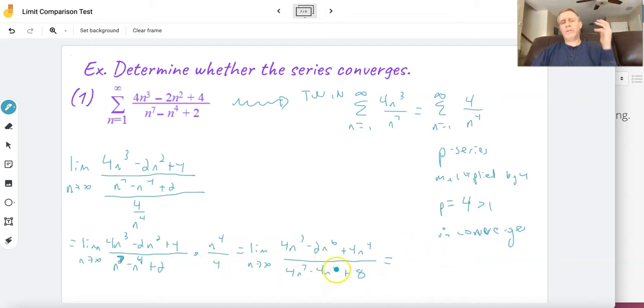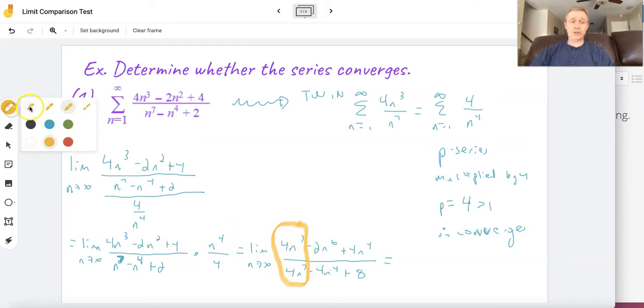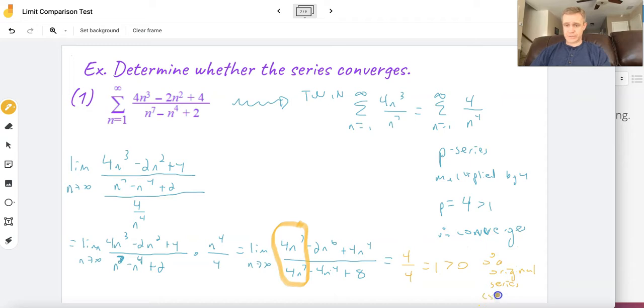Now when I go to evaluate this limit, it's an infinity limit. I notice that the most dominant expressions in the numerator and denominator are both n to the 7th power. So the value of this infinity limit should be the ratio of the coefficients, which is 4 over 4, which is equal to 1, a non-zero constant. So by the limit comparison test, our original series should behave exactly like our twin series. And since the twin series converges, that means our original series should converge.